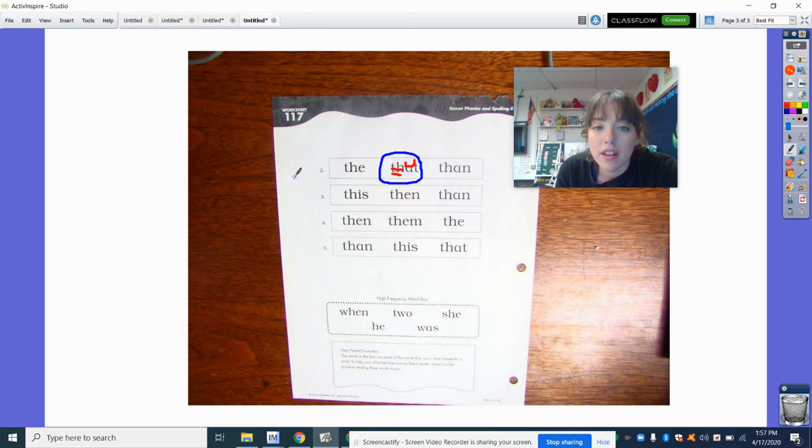Let's go on to our next row. Circle the word this. If you circled this word, you are correct. And we're going to code this word. Let's see if you can code this word. Remember, don't forget about your 2 lines for your digraph, and then this word does have a breve as well.